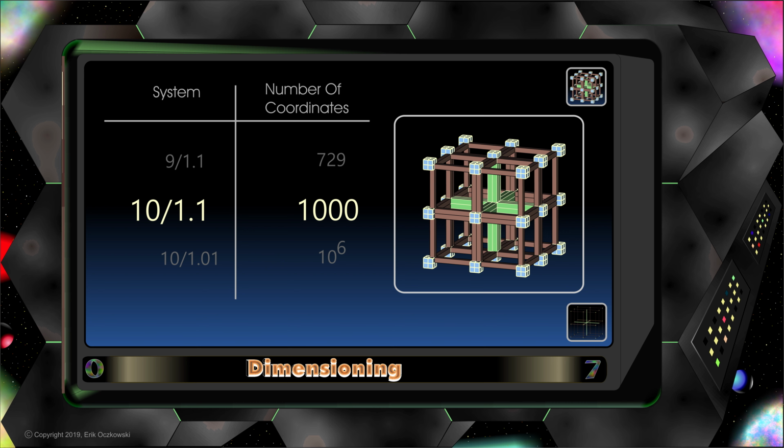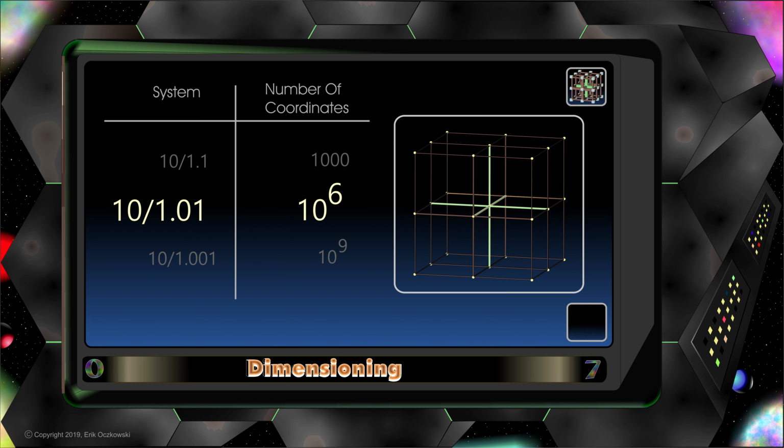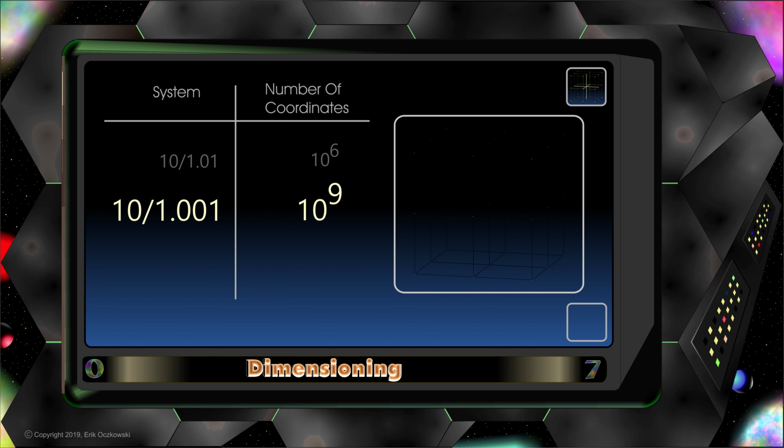From the 10/1.1 system, we go to the 10/1.01 system, and this means a coordinate is 100 times smaller than the length of the universe. And now if we just add 1 zero and take the 10/1.001 system, we can hardly recognize the structures anymore. So it turns into a kind of dark matter, but is not vanished. Here we have 2 zeros behind the dot, and in reality, if we take the Planck length as basis, then we have 35 zeros behind the dot.